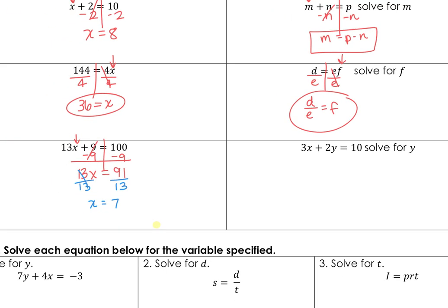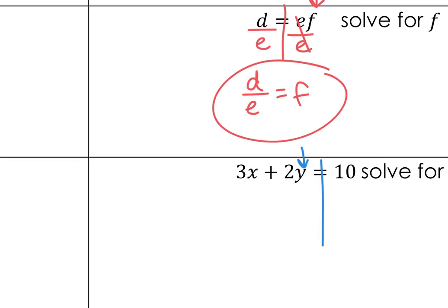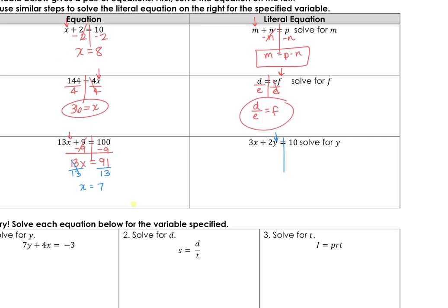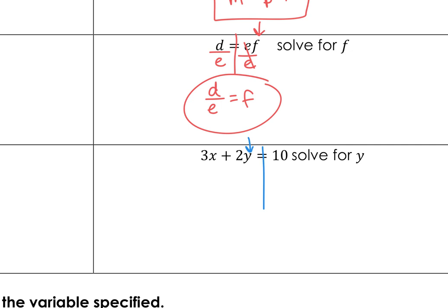The second equation, we have 3x plus 2y equals 10. This time, it tells us to solve for y. So what that really means is just get y by itself. That doesn't necessarily mean, like with this traditional equation, we found the exact value that y equaled, or that x equals 7. When we're solving for y over here, because it's a literal equation, we're not going to get to say like y equals 2. But we're going to solve for it because it's going to be by itself. It's going to be isolated over here on the left because we're going to move everything else over to the right.